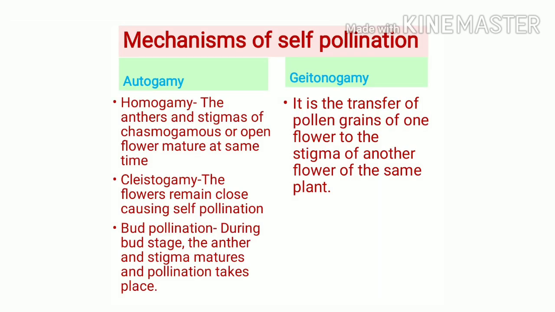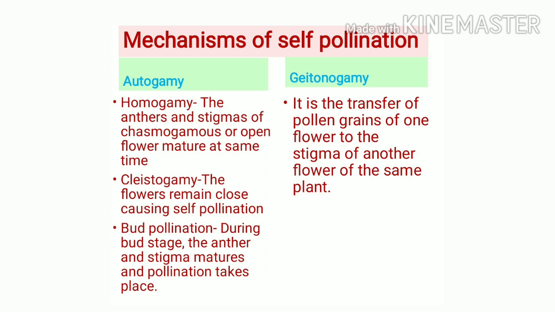Now let's discuss the mechanism of self-pollination, or we can say the types of self-pollination or adaptations that a self-pollinated flower bears. As we know, self-pollination takes place in a bisexual flower. Therefore, we can see two types of processes in this self-pollinated flower. One is autogamy and the other one is called gametogamy.